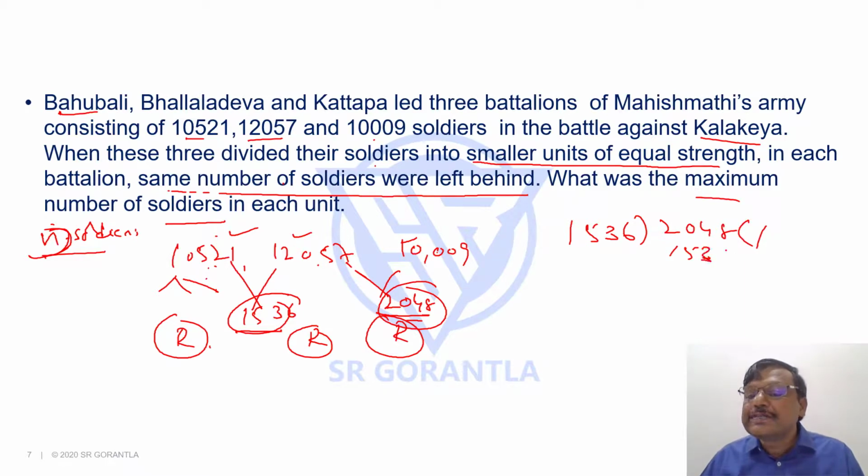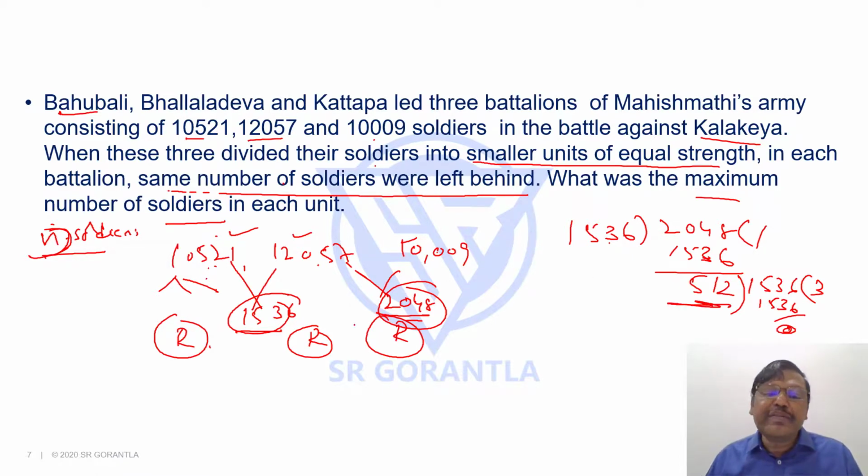1536, 2048. The HCF is 512. With this 512, if I divide 1536, you can see 512 3 is 1536. Remainder 0, means 512 is the biggest number that divides these two exactly, means this is the highest number that divides these three with the same remainder. Hence, the maximum number of soldiers in each unit should be, answer should be what? 512.